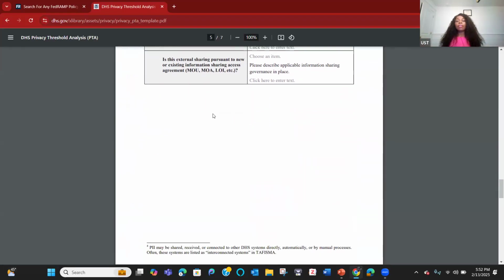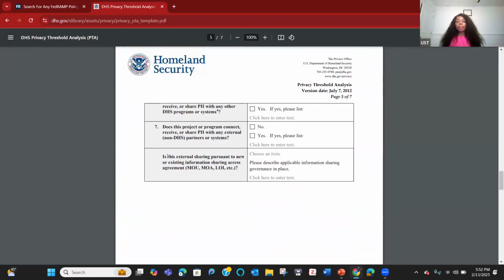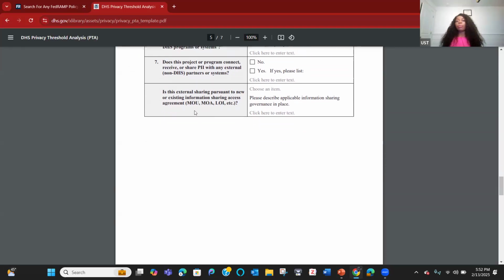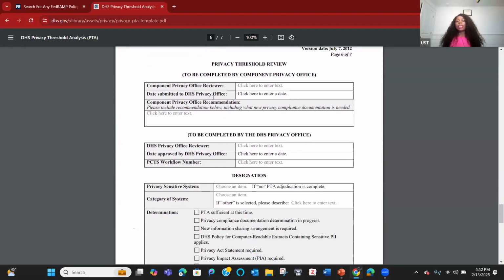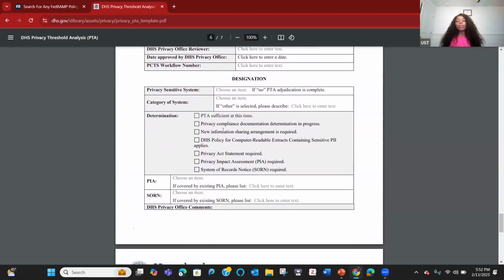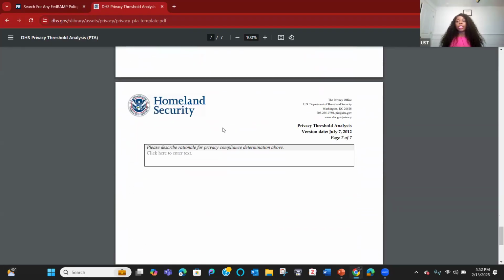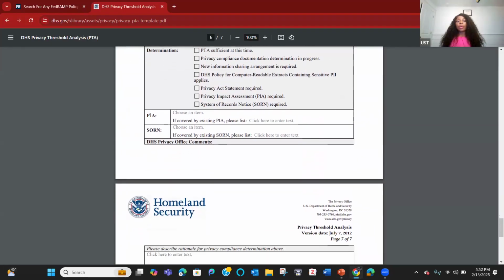So once they fill all of this information, is this external sharing pursuant to a new or existing information sharing access agreement, MOA, MOU, and so on? You've got to put that. And then date submitted, we already covered that. So once they fill all of this information, this is where the end goal is to be able to determine if this PTA document is PIA negative or PIA positive.